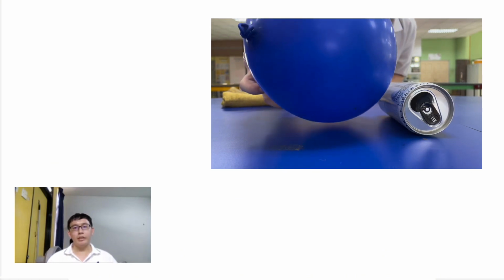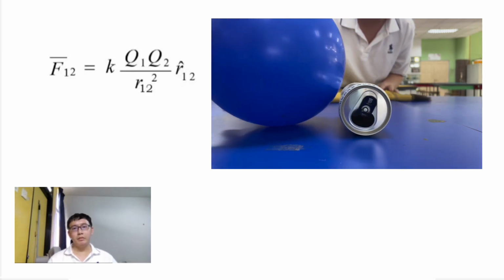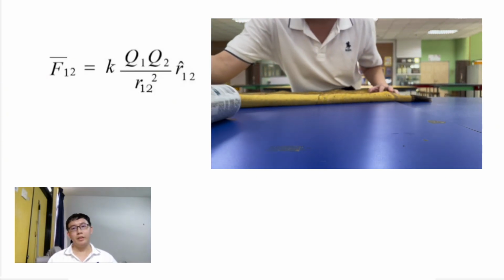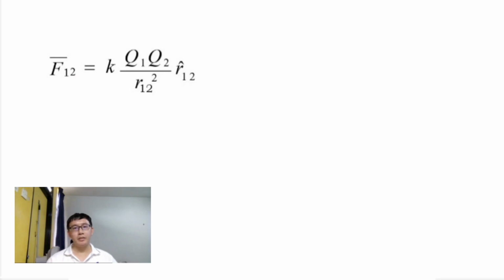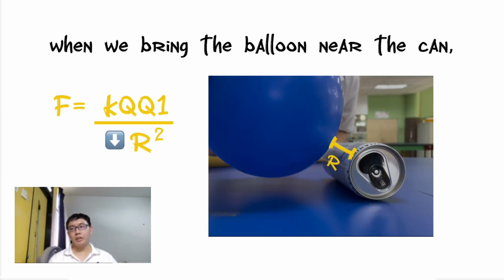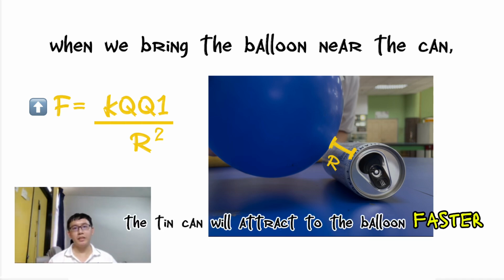In our experiment, we have negative charge on the surface of the balloon, and positive charge on the surface of the aluminum tin can. When we bring the surface of the balloon near the tin can, it will produce an electrostatic force, which has the formula F = kQ1Q2/R squared. When we bring it near the aluminum tin can, the force between the balloon and the tin can will be large, so the tin can will attach to the balloon fast.